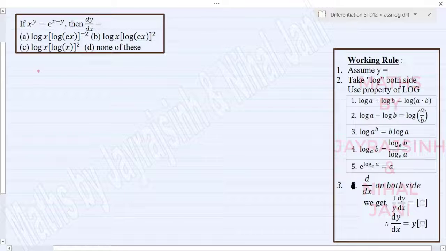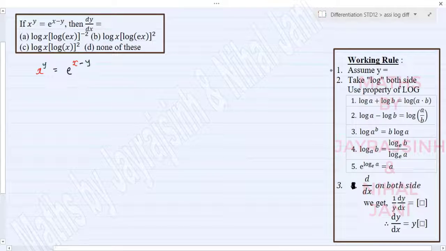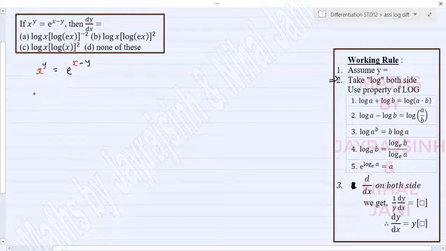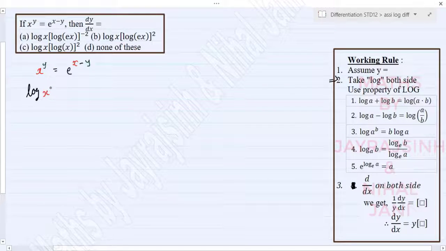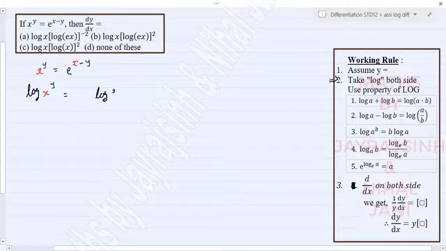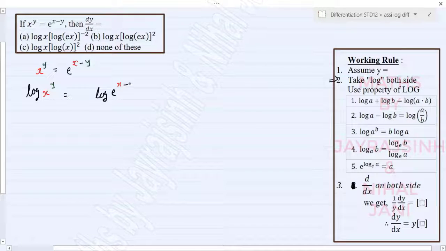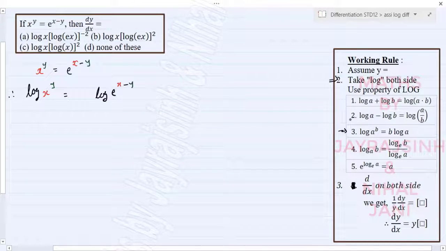Here we have x raised to y is equal to e raised to x minus y, and we have to find dy by dx. Now our first step, take log on both sides. So here we'll get log x raised to y is equal to log e raised to x minus y. Let's simplify our equation using the third property.